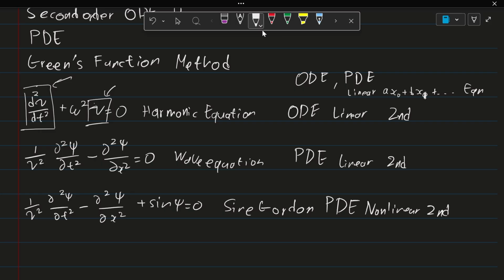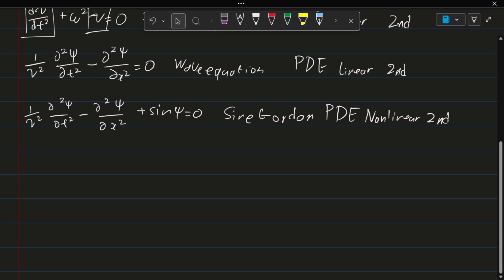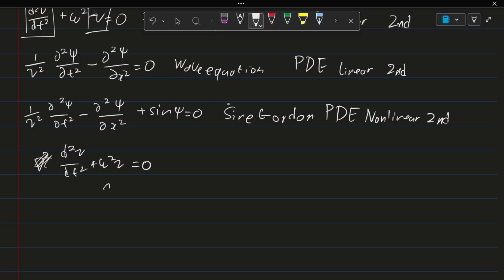So let's look at the property of a linear differential equation. Let's say you have some form of an operator, for example the wave equation: d squared v over dt squared plus omega squared v equals 0. The question is, if v1 solves this problem, is a times v1 also a solution of this problem?